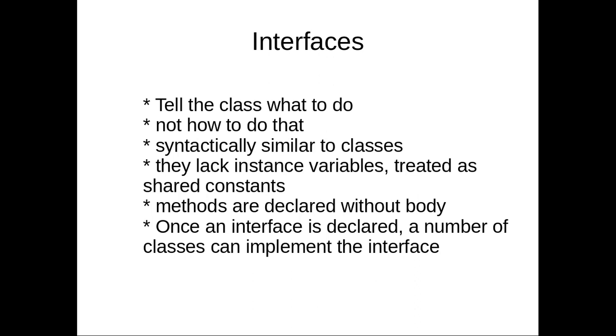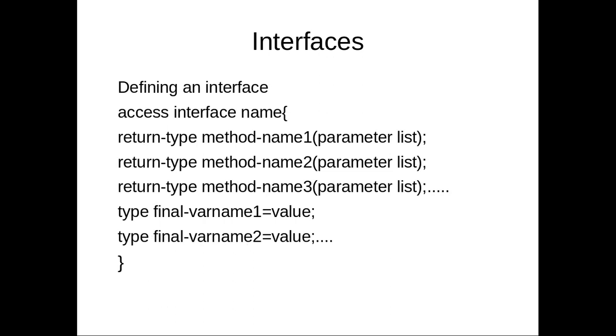Once an interface is declared, a number of classes can implement this interface. For example, suppose that you have a player interface, then HockeyPlayer, FootballPlayer, ChessPlayer, etc. A number of classes can implement that player interface. Okay, then this is how we can define an interface.